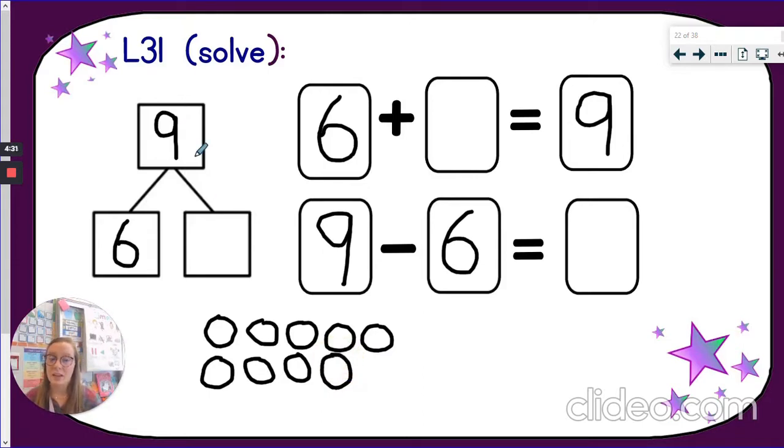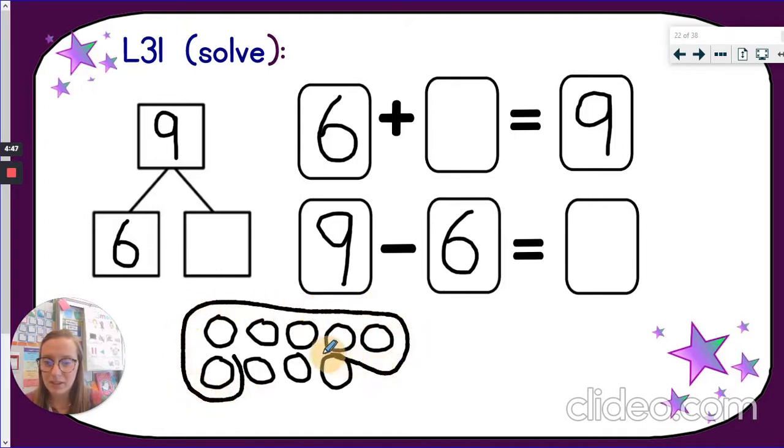Now that I have my drawing, I get to circle the part that I know. How many do we know? Right, the part that we know is 6. We know there were 6 fireflies. So I'm going to take my pencil and I am drawing a circle around the part that I know, so it is separate from all my other drawings.